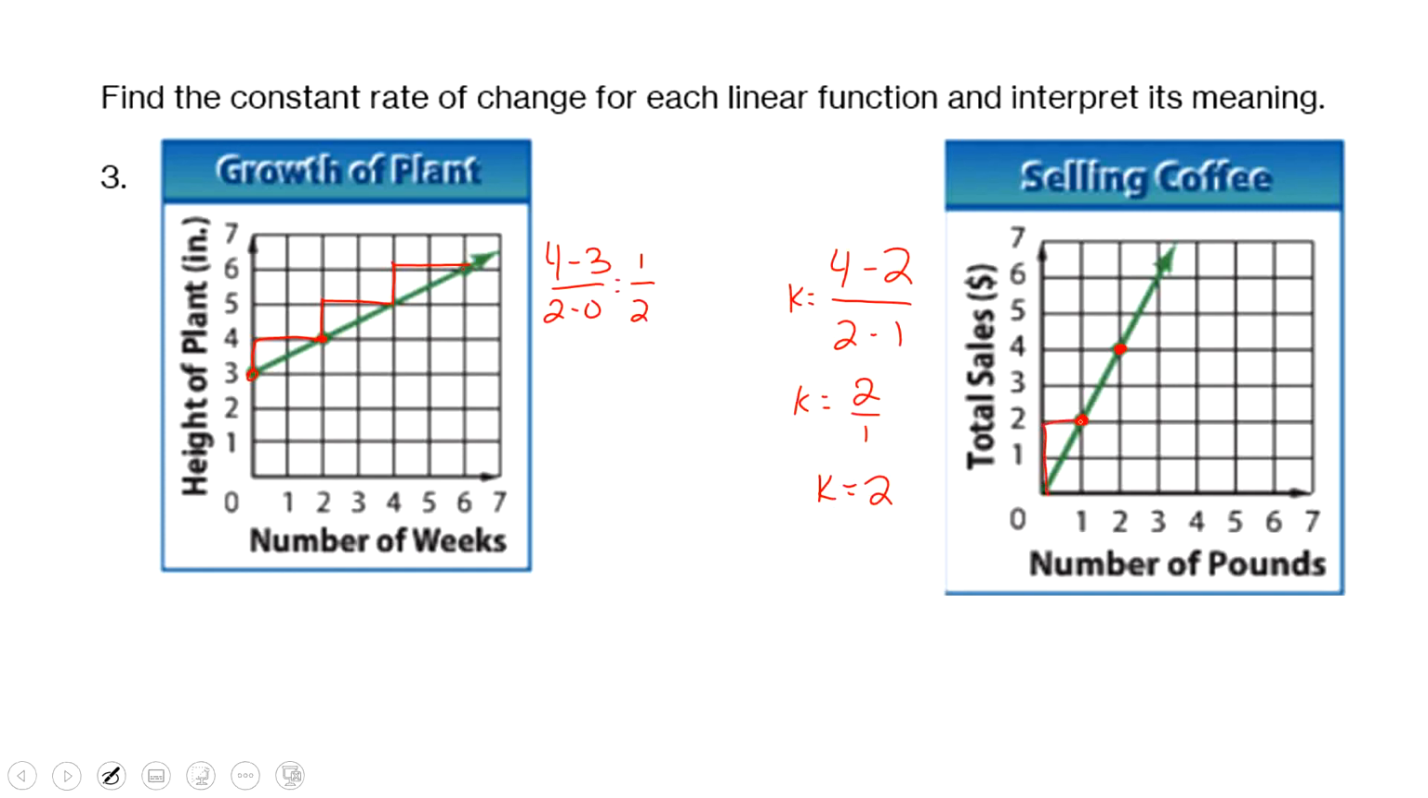If we look at the next one, we start at 0, 0. I go up 2 to the right 1, I'm on the line, up 2 to the right 1, I'm on the line, up 2 to the right 1, I'm on the line. Again, constant rate of change, k equals 2, means for every pound of coffee we sell, we get $2 in sales. Everybody make sense on that one? The first one is for every week the plant grows, it grows 1/2 inch. Okay, we're all good?